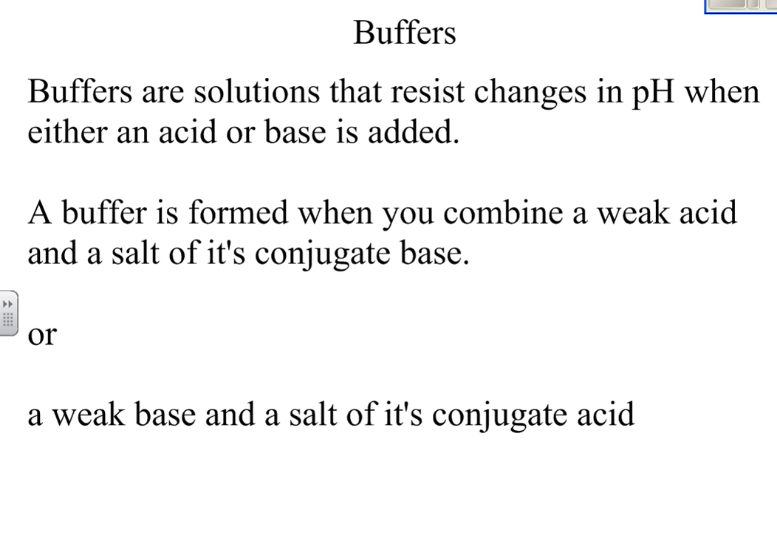A buffer is formed when you combine a weak acid and a salt of its conjugate base. So for instance, we could use HCN as a weak acid, and a salt of the conjugate base. The conjugate base would be CN minus, so a salt of that might be sodium cyanide, NaCN. When you dissolve the sodium cyanide in solution, you basically get that conjugate base, the CN minus.